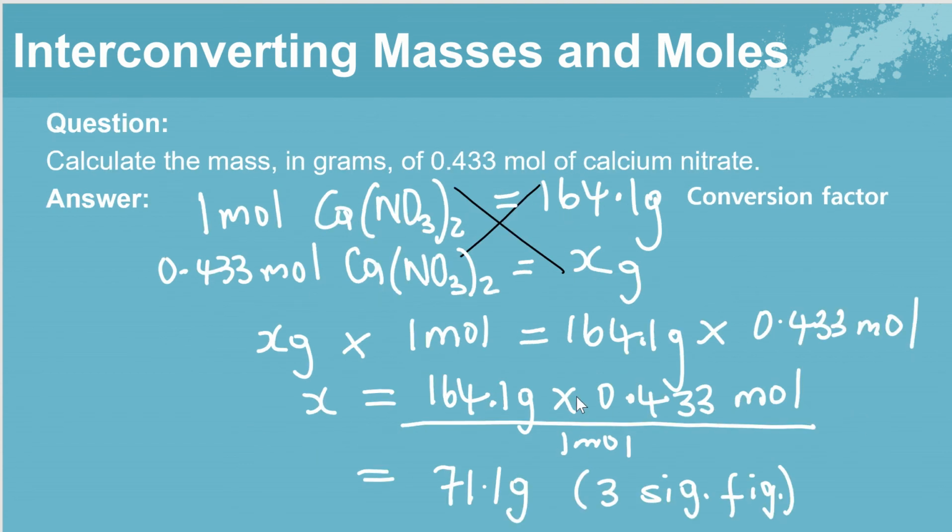And then here we're going from mole to mass in grams. As usual, we write our conversion factor out. 1 mole of calcium nitrate is equal to 164.1 grams. And we have the number of moles this time, and so our unknown is the mass. Once we cross multiply and make x the subject of the formula, we get x, which is grams, and we use 3 significant figures as we see here.